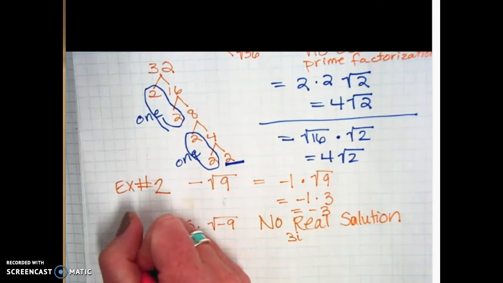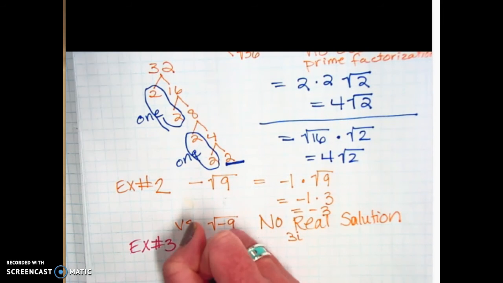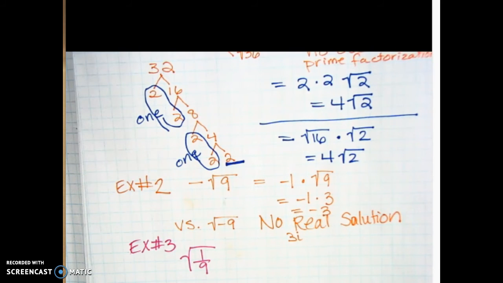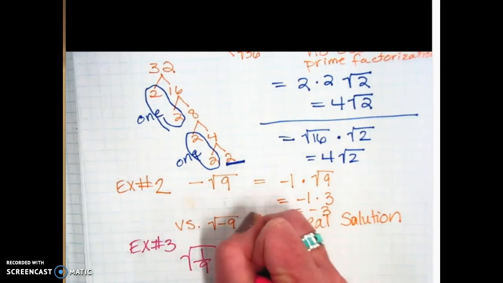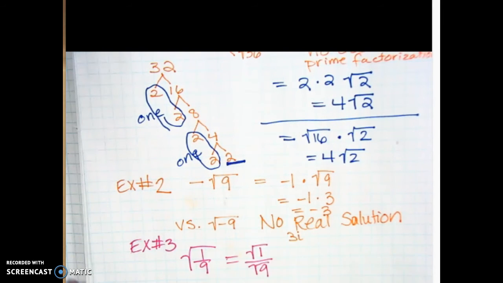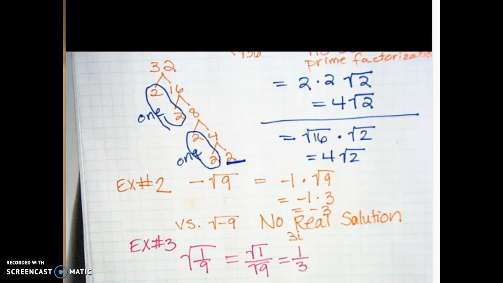What if you have a fraction under the radical, like example number 3? What if you have 1/9 underneath the radical? You need to square root both of them. So you're going to separate it to the square root of 1 over the square root of 9. And the square root of 1 is just 1, and the square root of 9 is just 3. Okay?